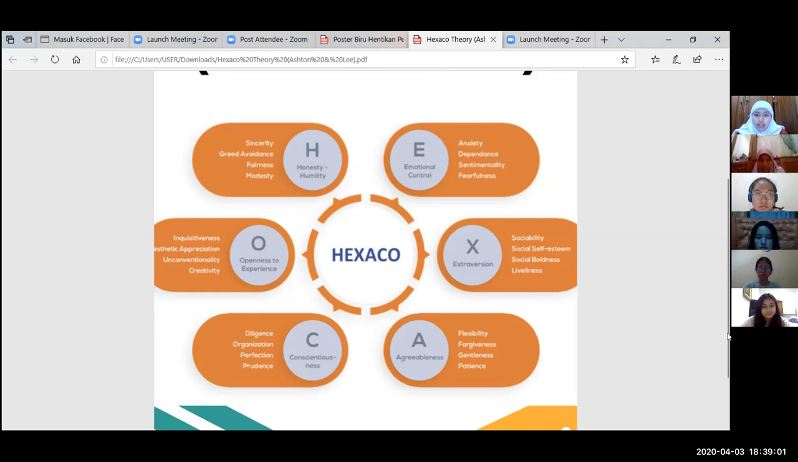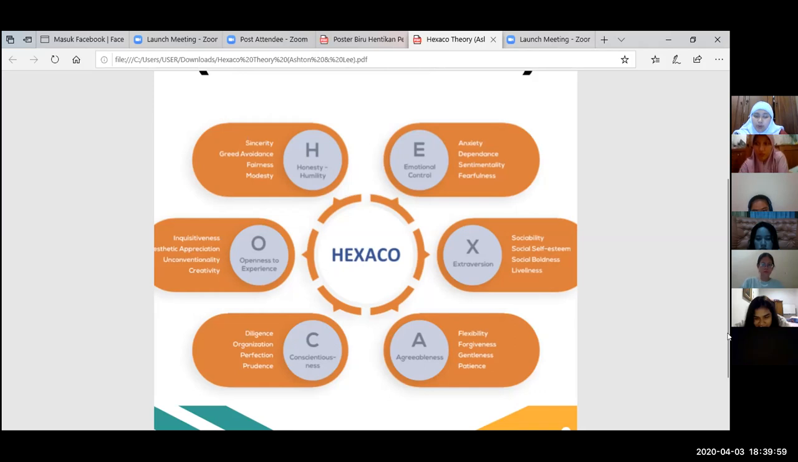And then the next is X for extraversion. This is the tendency of people to become engaged in social groups, like socializing with other people, leading, or entertaining yourself. Okay, the next is A for agreeableness. This is the tendency of people to be forgiving or tolerant with other people and also cooperative with the other people in your circle.